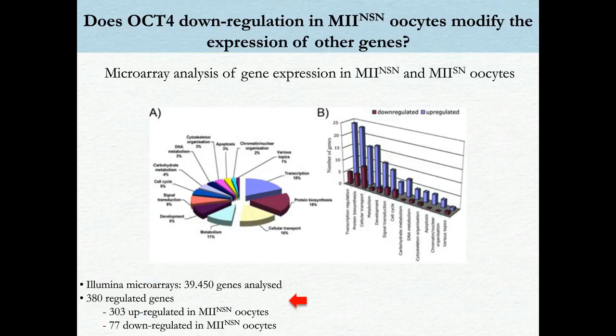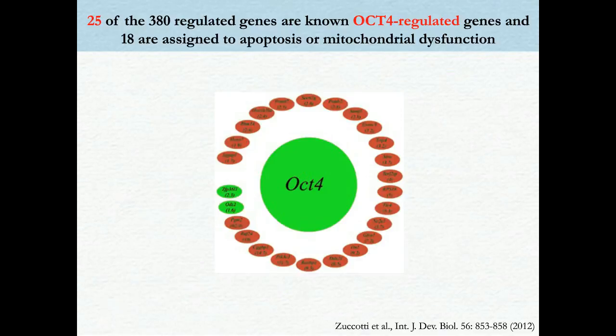25 of these 380 genes are known as OCT4-regulated genes, and 18 are assigned to apoptosis or mitochondrial dysfunction. Overall, these results indicate the existence of an OCT4 transcription network whose regulation is critical for the oocyte developmental competency.